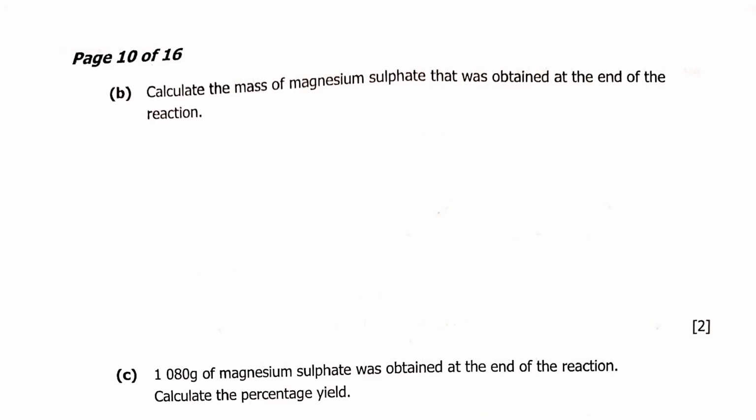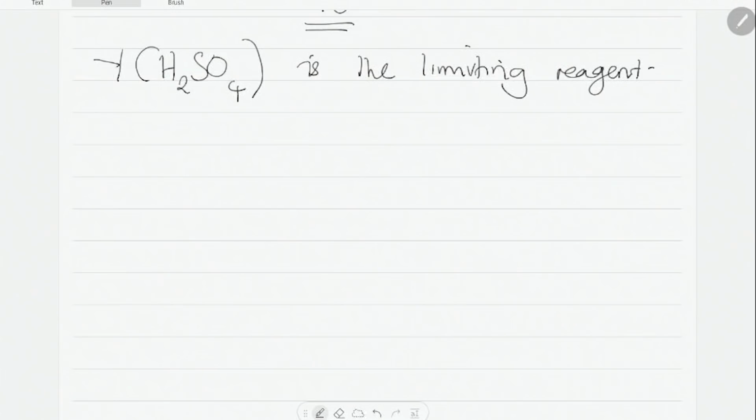Calculate the mass of magnesium sulfate that was obtained at the end of the reaction. When we are looking at the mass of magnesium sulfate, we need to compare with the mass of one of the reactants. The reactant that we are going to pick here is the reactant which was in short supply, which was the limiting reagent. So that is the mass that we are going to get. And that one is sulfuric acid.